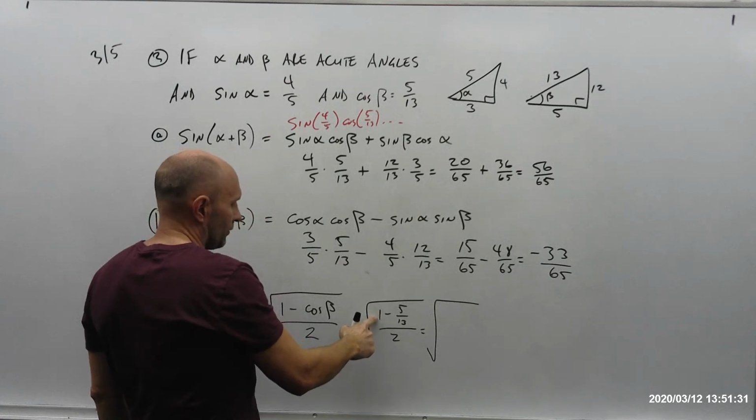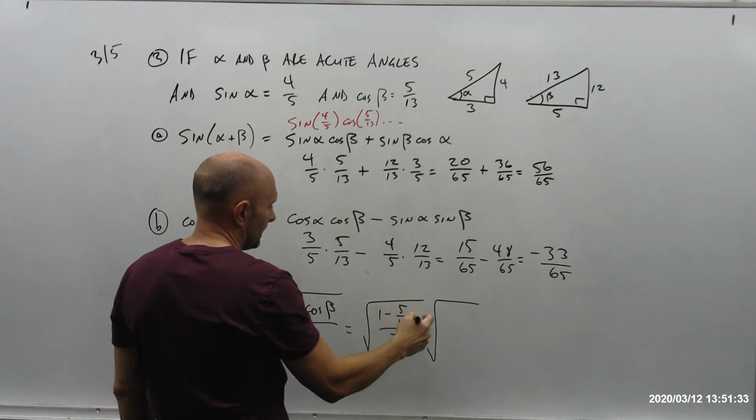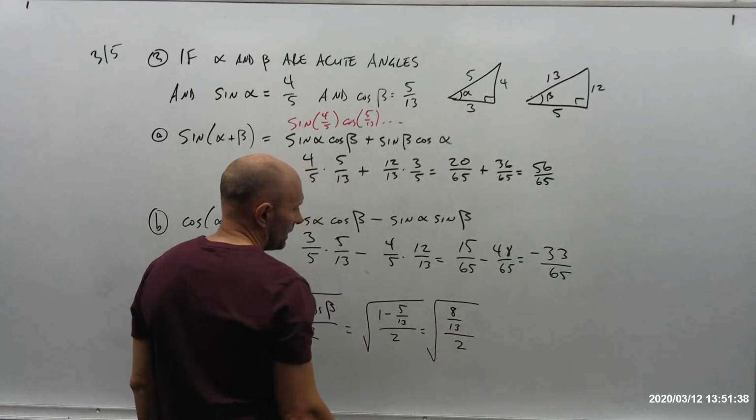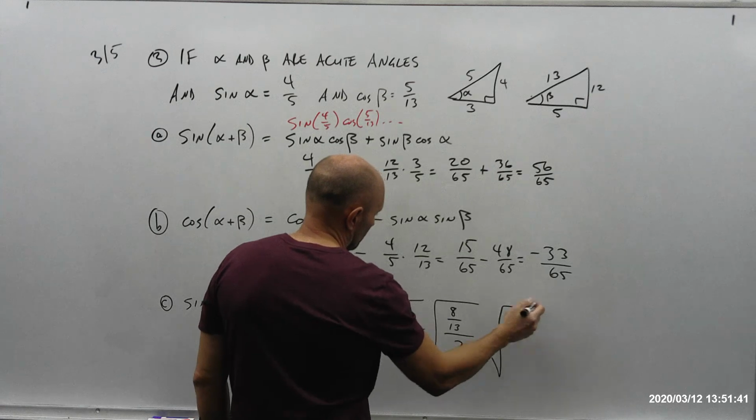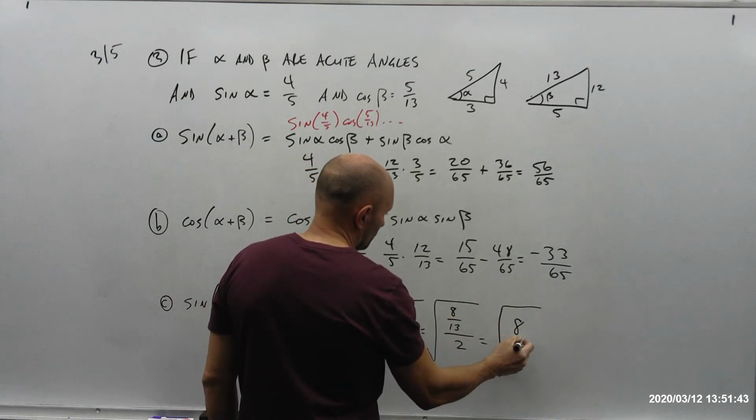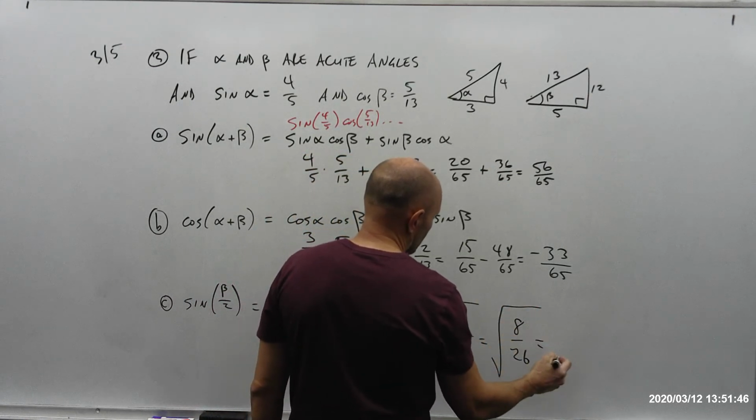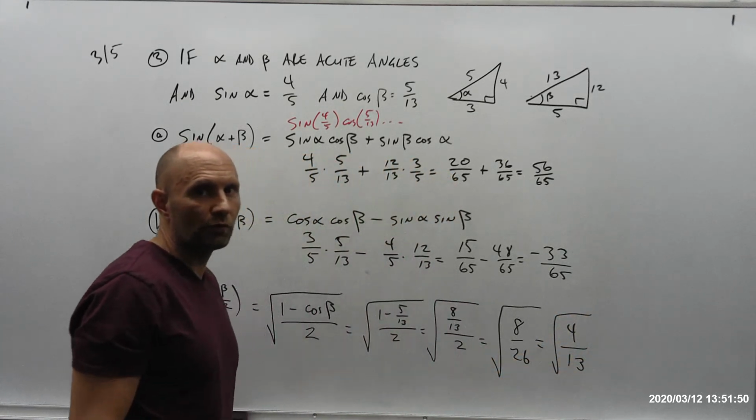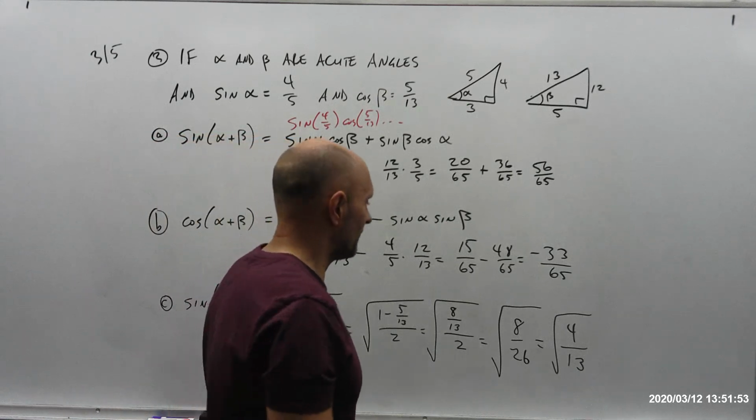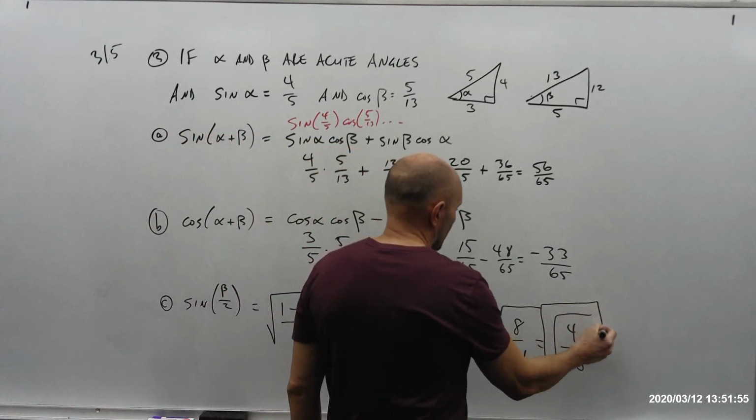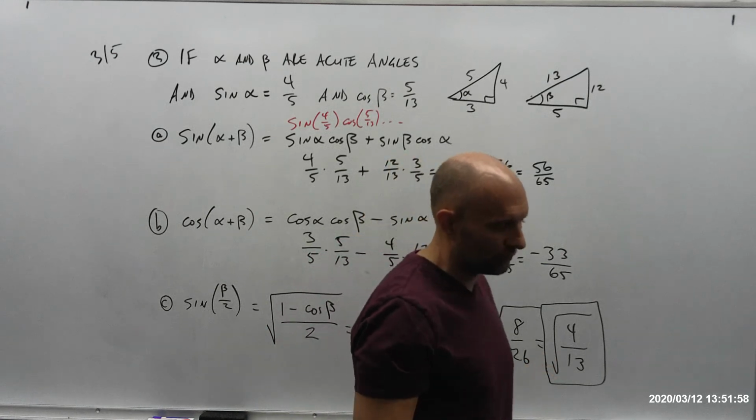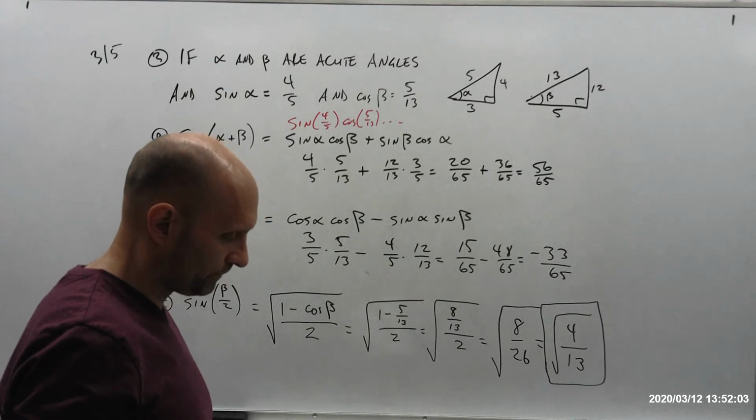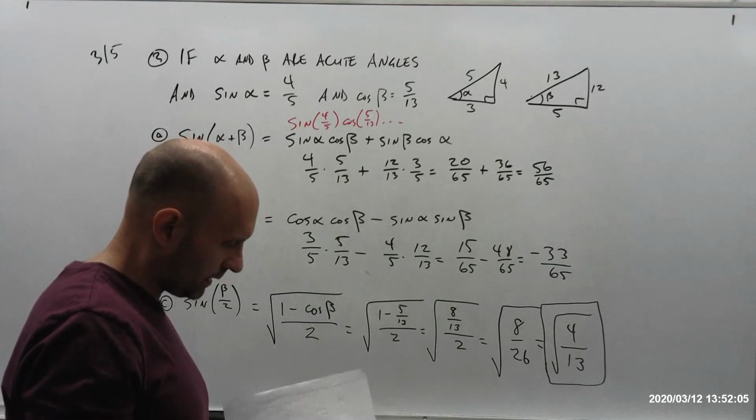So 1 is like 13 over 13, so 13 minus 5 is 8. So I have square root of 8/13 divided by 2. So keep change flip, you get 8 over 26. And divide both of those by 2, it's square root of 4/13. You don't have to simplify it further than that. You don't have to take out the 2 and then rationalize the root 13. If you just leave it as square root of 4/13, that's fine. All right, so that was that one.